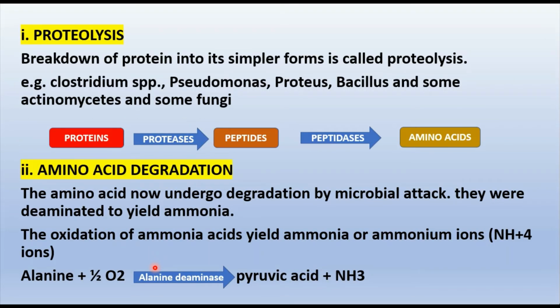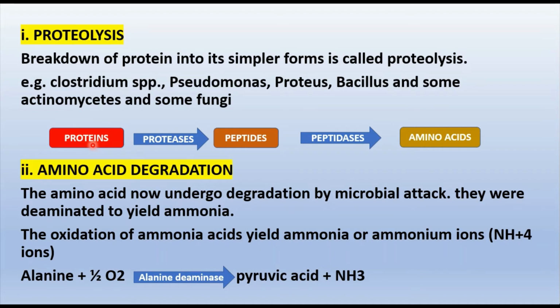What is happening in proteolysis? The breakdown of proteins into simpler forms is called proteolysis. A number of bacteria such as Clostridium species, Pseudomonas, Proteus, Bacillus, and some soil actinomycetes and some fungi are extremely proteolytic. That means they have the capacity for the breakdown of these proteins.